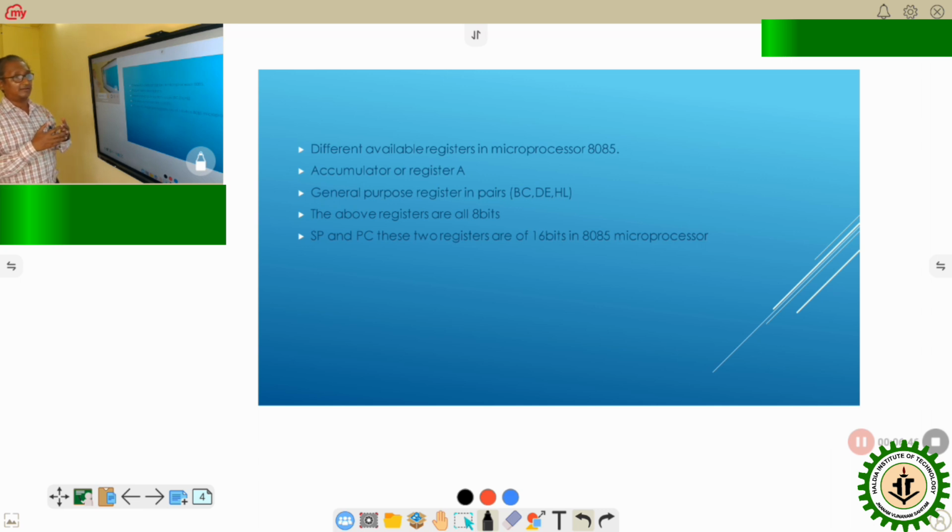So the higher the bits, the larger the registers should be. For a 16-bit processor, its registers should be 16-bit. So like this. Different available registers in microprocessor 8085. Accumulator or register A. Accumulator is the most vital register in the 8085 microprocessor. Accumulator can act as a general purpose register, like B, C, D, E, H, L. These are general purpose registers which I will discuss later. Also, accumulator has a special function: it can store the result of an arithmetic or logical operation.